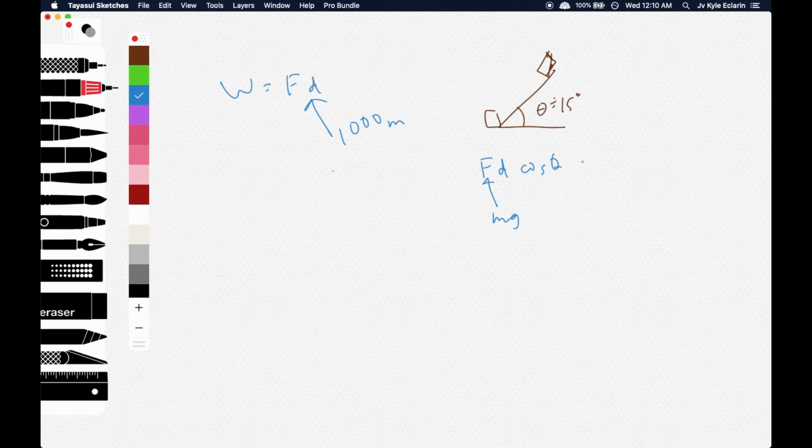Now, there's one more trick to this problem, in that it's asking for the work done by gravity. So the work done by gravity is negative. The reason is that usually gravity takes things and brings them down. But in this case, the truck is moving upwards. So that's why the work done by gravity is negative.